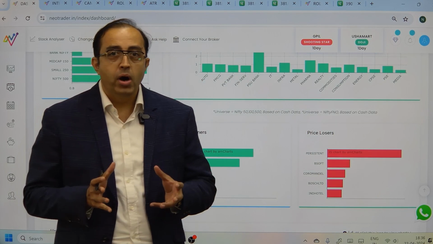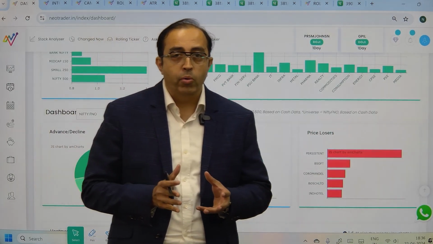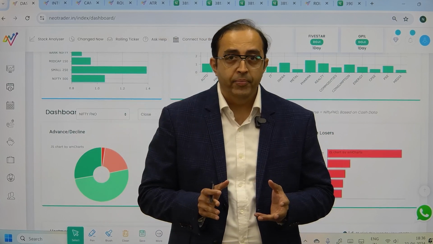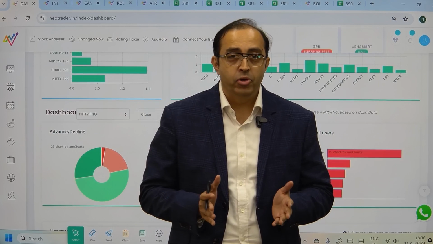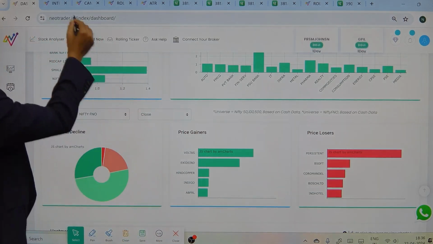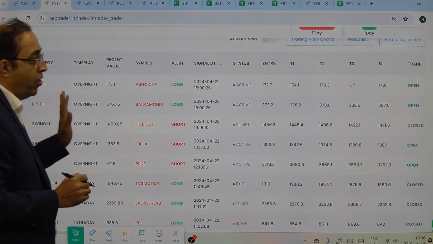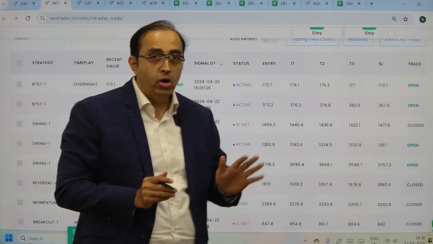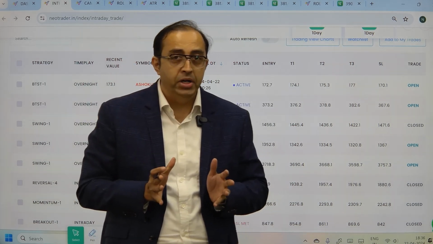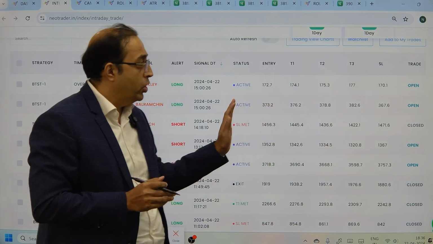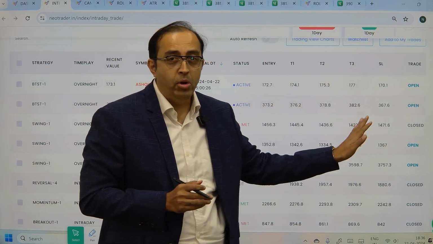Now, if you are a beginner and you are worried about how you should be setting your stop loss, you do not have to worry. NeoTrader has done it for you. NeoTrader has a predefined set of rules where if you go to any of the pages, we have the predefined entry, stop loss and target, because based on the important parameters of movement, NeoTrader calculates the stop loss and ensures that you do not have to worry about the calculation.